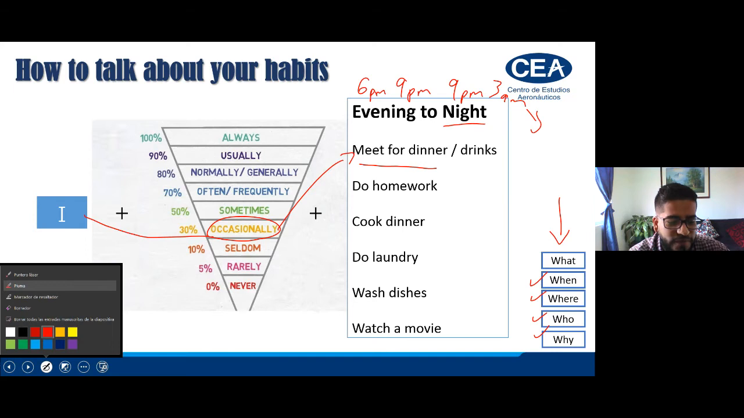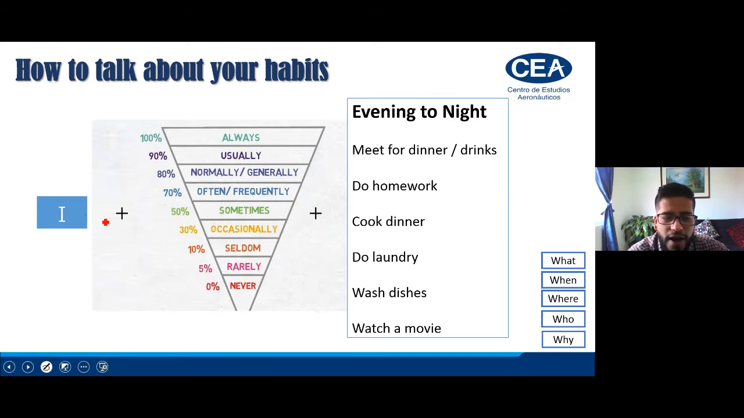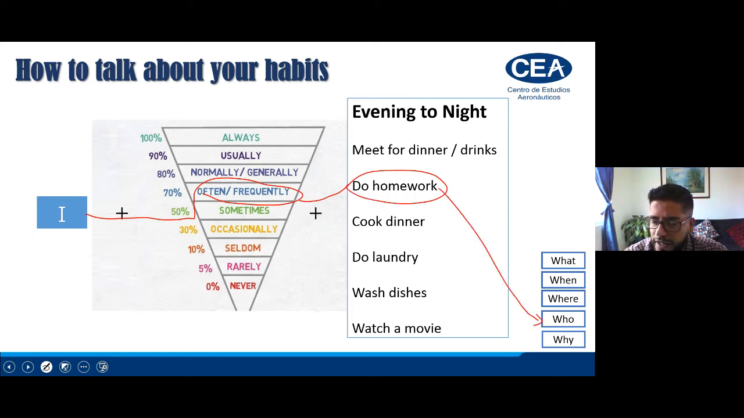Or for example, I often do homework with my friend Carlos at his house on Monday nights, because we have to present one project for our class. Okay, so this is one of the examples that you can talk about your habits.